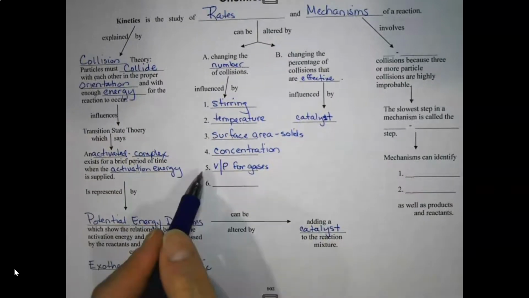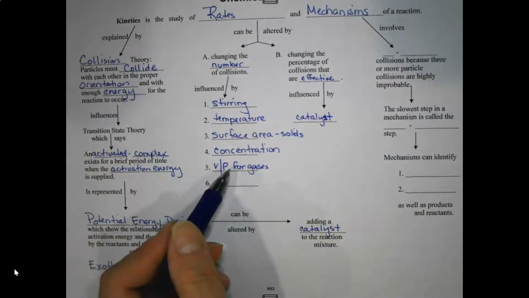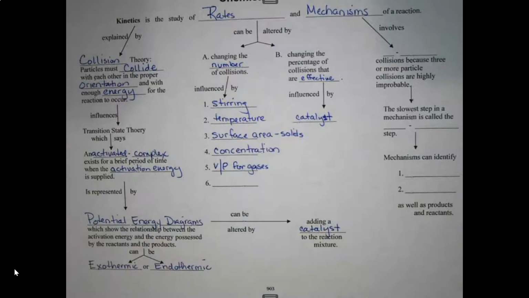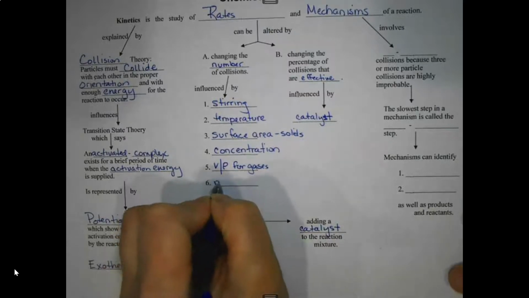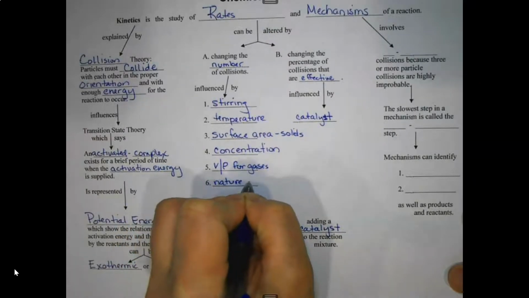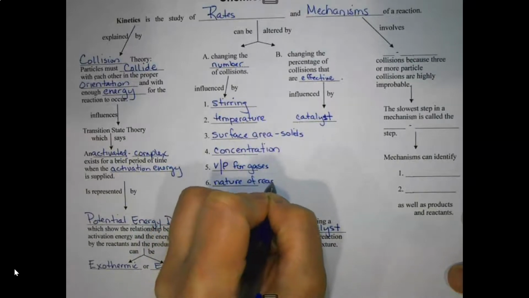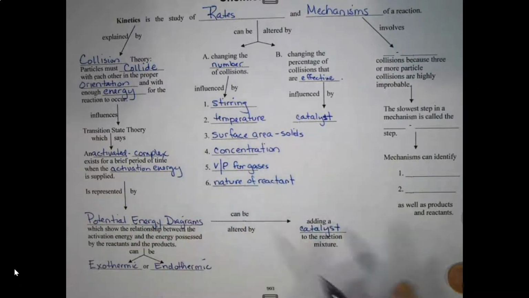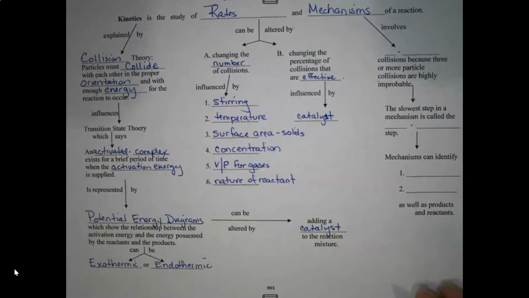If you can alter the volume and therefore alter the pressure, if you decrease the number of collisions, less reactions. If you increase the number of collisions, more reactions. The last idea here, you just can't know. I just got to give it to you. And it's simply the nature of the actual reactants themselves. So what you're working with is going to control the rate.